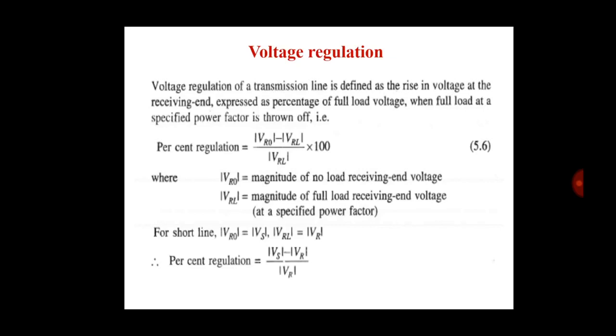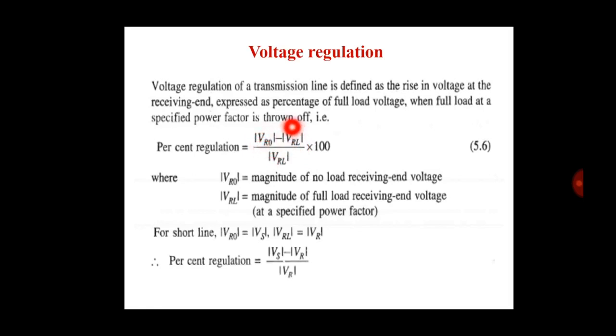Voltage regulation of a transmission line is defined as the rise in voltage at the receiving end, expressed as a percentage of full load voltage, when full load at a specified power factor is thrown off. That means voltage regulation in percentage is equal to VRO minus VRL. What is VRL?